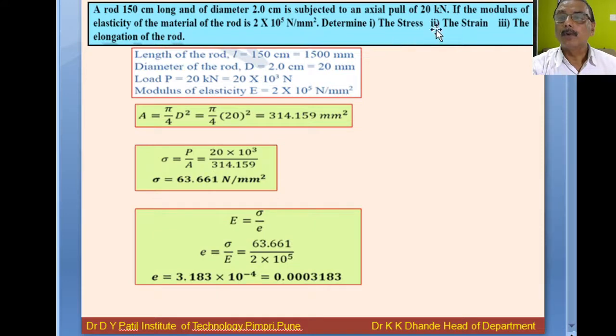Second, we have to calculate its strain. Modulus of elasticity is known. Modulus of elasticity is equal to stress upon strain. Modulus of elasticity E is given, stress we have already calculated, unknown quantity is only small e. Put all these values here. Small e, strain, is equal to stress upon modulus of elasticity. Sigma is equal to 63.661 we have already calculated, modulus of elasticity which is given in the numerical is 2 into 10 raised to 5. So strain is equal to 3.183 into 10 raised to minus 4.